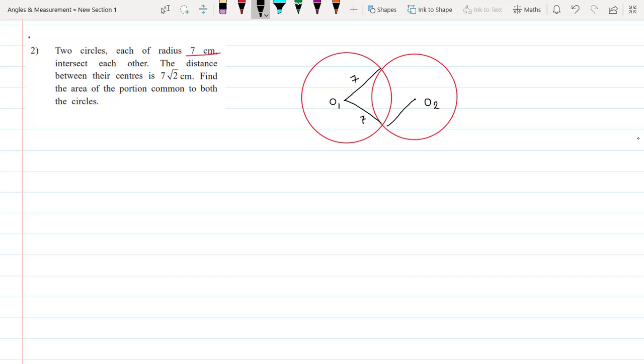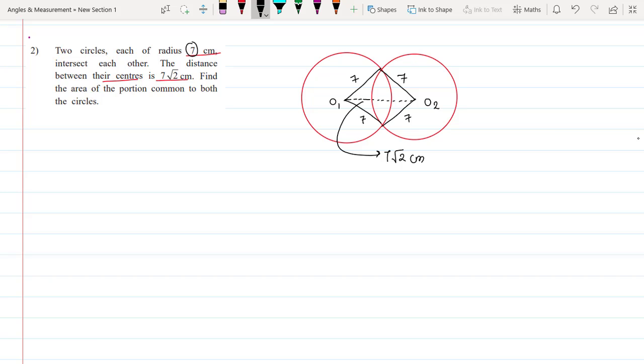Again we have these two lines. How much is this length? It is 7 cm still, because they have said both the circles have a radius of 7 cm. So this is 7 and this is also 7. One more piece of information they have given: the distance between their centers, O1 O2, is 7√2 cm. So let me write, this is 7√2 cm. Is it okay?